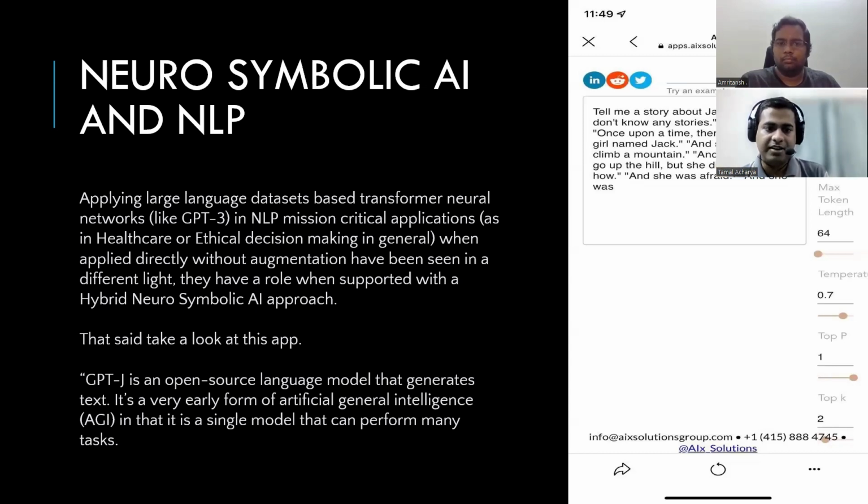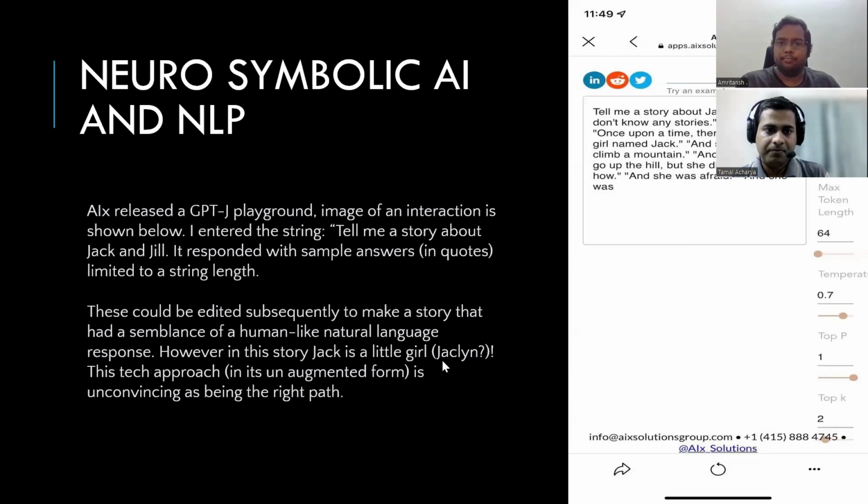Now, if you move to the next slide. One minute. Yeah. Tell me a story about Jack and Jill. It responded with sample answers, limited to string length. This could be edited subsequently to make a story that has a semblance of a human-like natural language response. And it will make mistakes, like it has given Jack as a little girl. It will happen because it's not perfect and it is not trained. When an algorithm makes a mistake, it will retrain itself in the next iteration, and it will include those corrections once we say them.